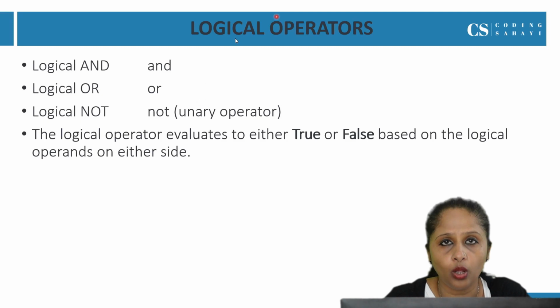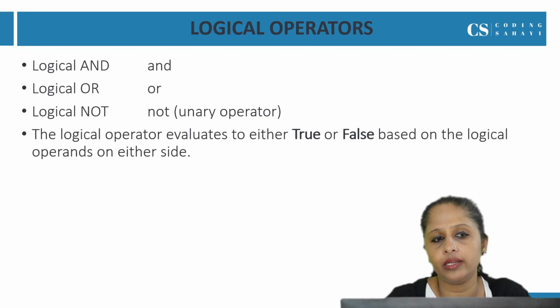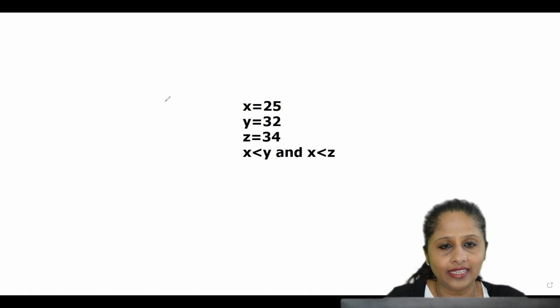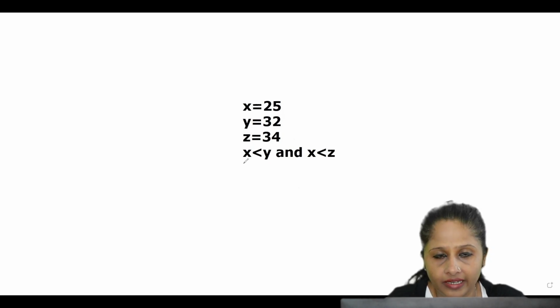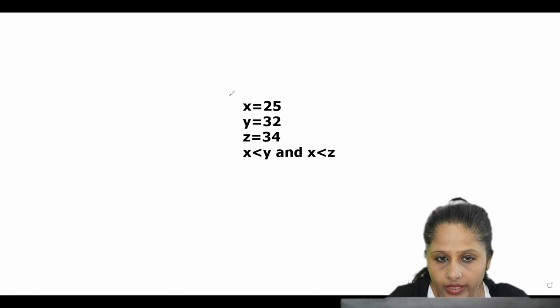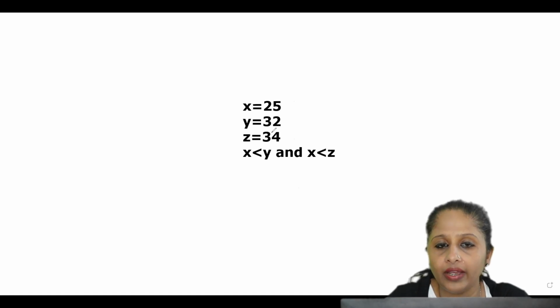So let's see how logical and, logical or, and logical not work. Let's take an example. Here I have written x is equal to 25, y is equal to 32 and z is equal to 34. And here I have written a statement: x less than y and x less than z. Here the value of x is 25 and the value of y is 32.